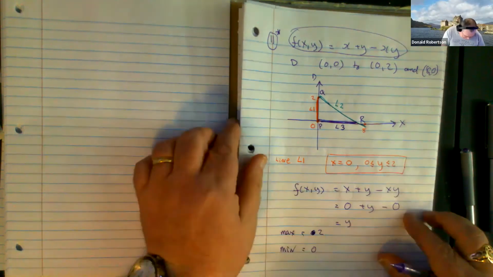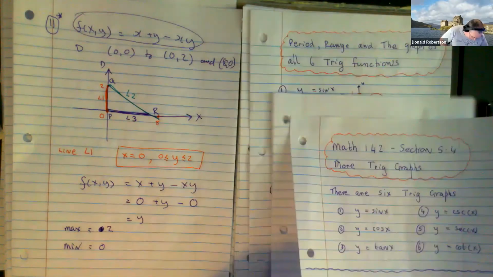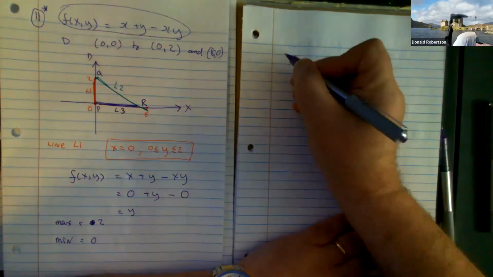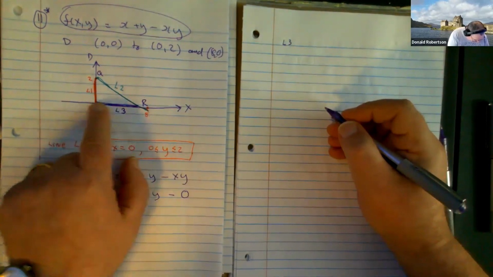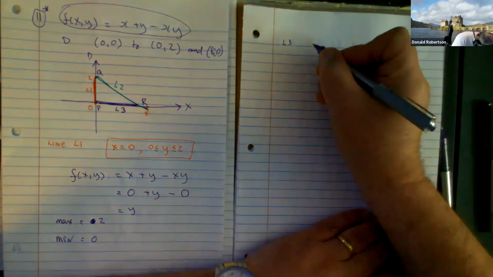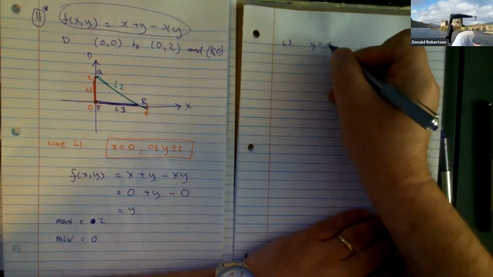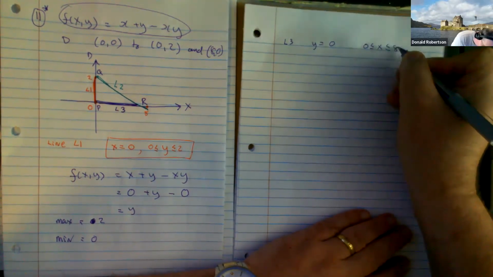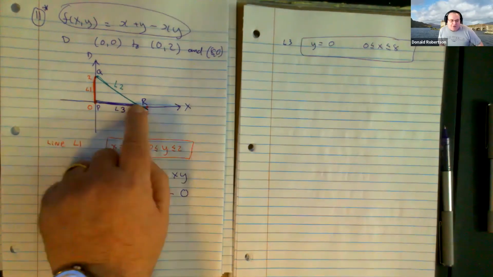And then you move on, and I know this is slightly out of order, but there is a kind of logic or a method to my madness. I'm going to do L3 next. Now, line L3 is this guy here, PR. If I look at what's going on there, would you agree that the y is 0 and the x takes values from 0 to 8? Are you happy that that describes PR?